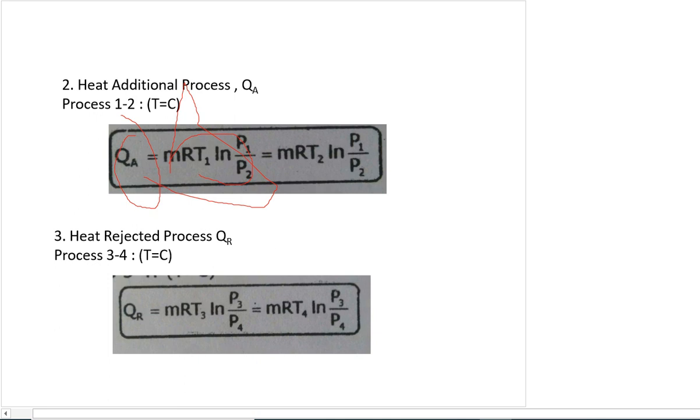In heat rejection, we are already at process 3 to 4, so it is P3 over P4. You see, the temperature to use is the incoming one. Since they are equal, T4 can also be used. T1 and T2 have the same temperature, and T3 and T4 have the same temperature.